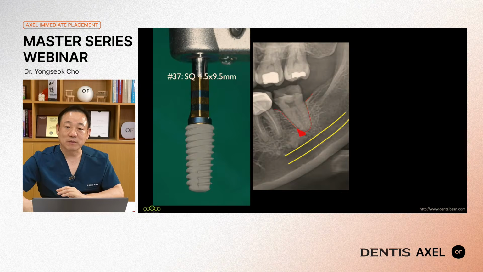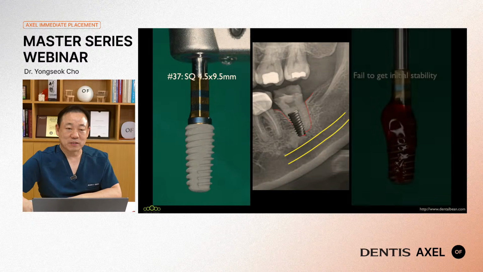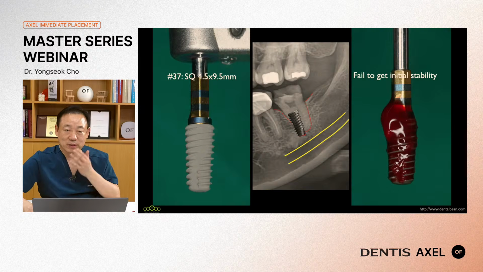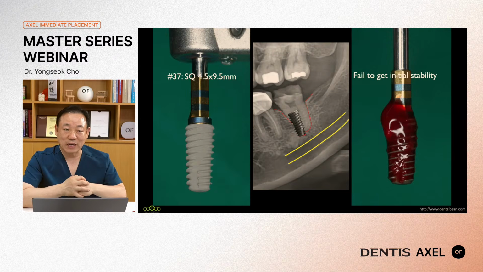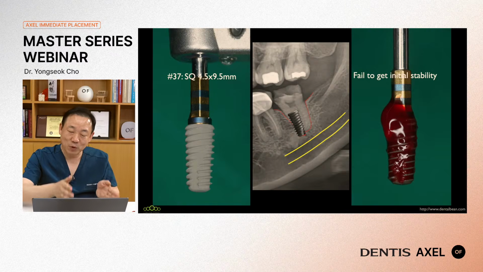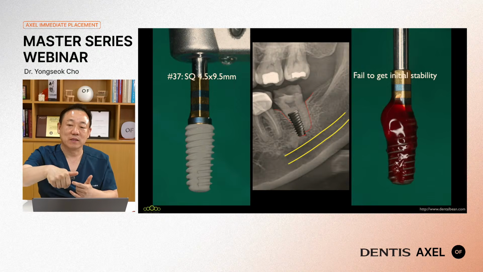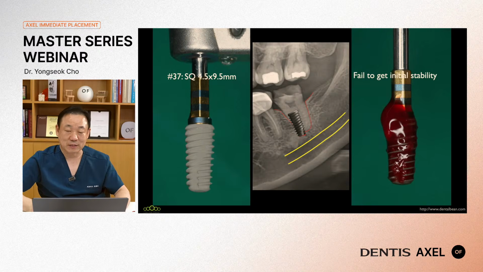I tried to place the implant here. However, I couldn't get primary stability with the SQ implant. SQ is generally acceptable in general clinical situations. However, I sometimes have trouble in such a special situation. When there is not much apical bone, I prep a small portion and try to anchor the implant. It sometimes spins. I couldn't get primary stability.